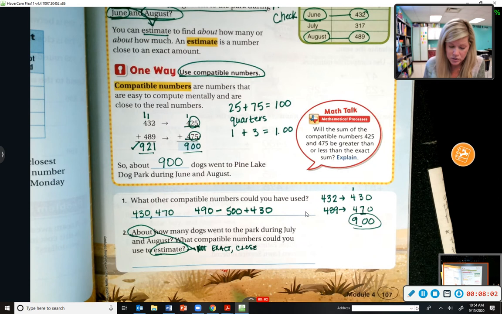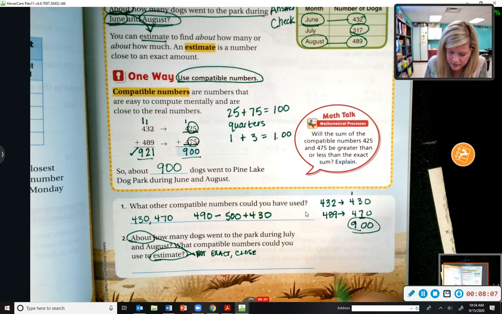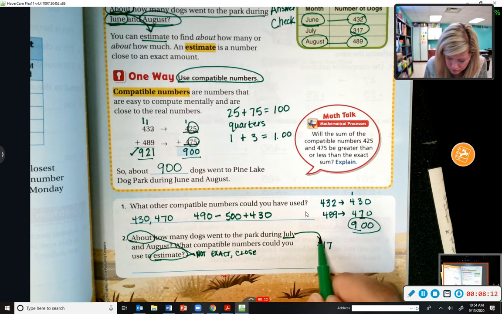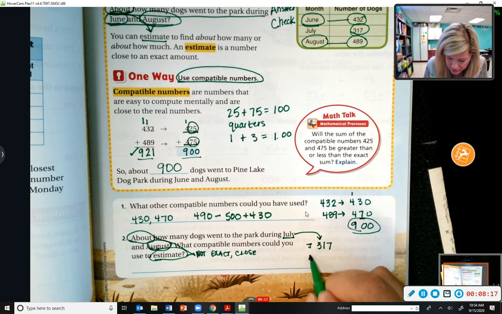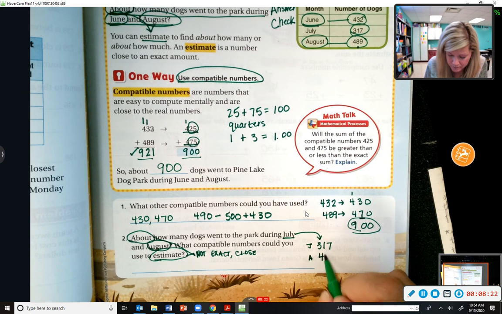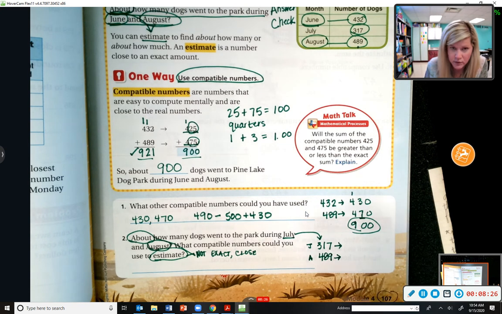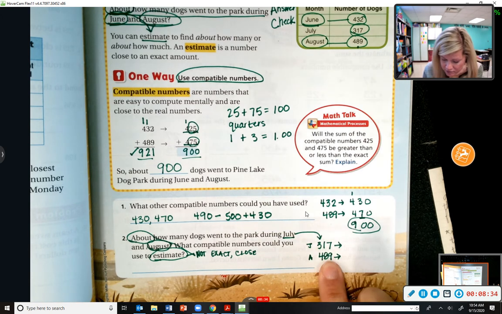Okay? So for July, I'm going to look back up in my chart. I have 317. Okay? And then August. There's July. August was 489. Okay? So we don't really have to know how to round. We just need to know what is close to this. What is close to 317 and 489 that go together well?